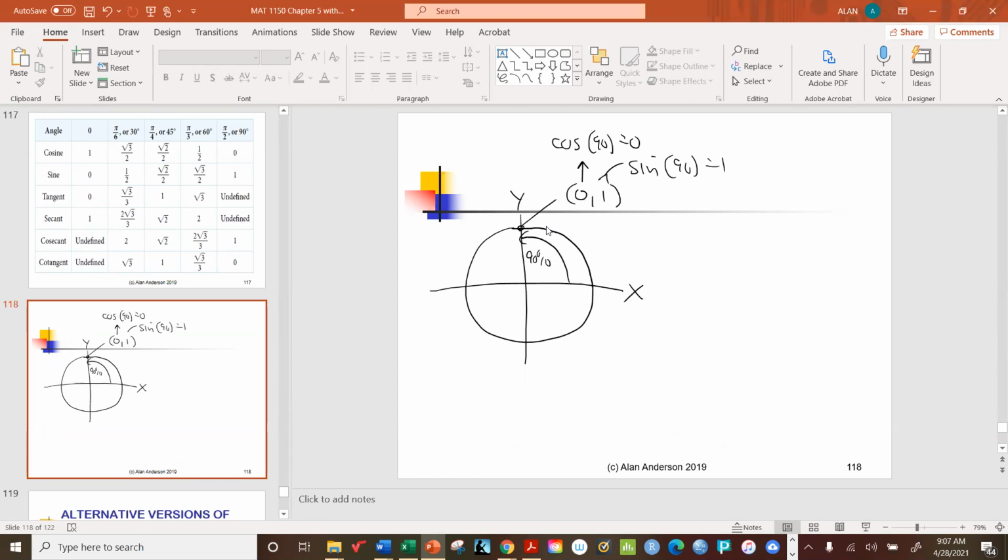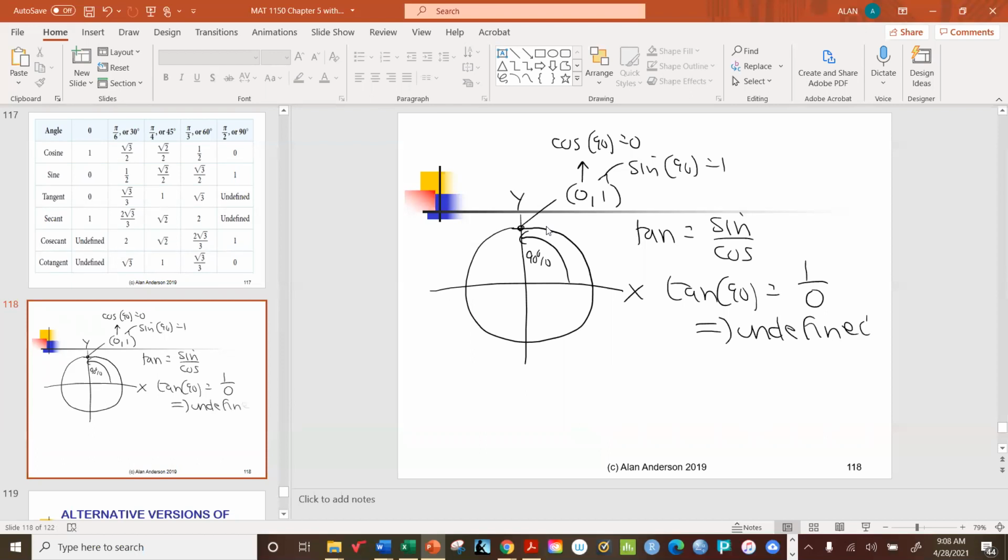But because the tangent is defined as the sine over the cosine, the tangent of 90 would be 1 over 0, which means undefined. So that's why the tangent of 90 is undefined. And you can make the same argument for the other ones as well.